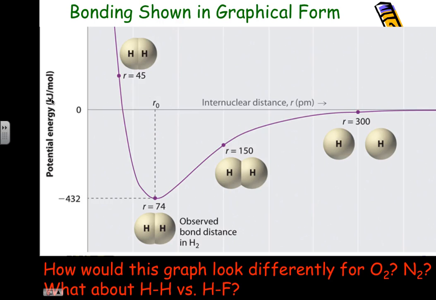So that's basically your enthalpy. Notice here a negative 432 when we form a hydrogen-hydrogen bond. And also notice there's another thing listed, internuclear distance. This is bond length. At its most stable position, the observed bond distance, we have a bond length of about 74 picometers, which is a really, really small measurement of meters. So hydrogen-hydrogen single bond, about 74 picometers.